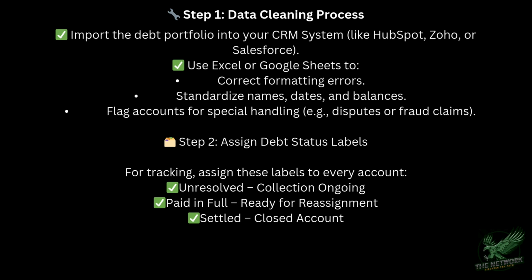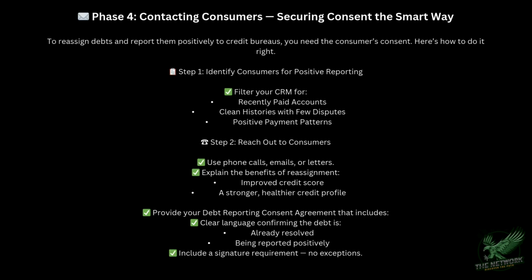Just make sure that everything is in the right order, and then you want to assign debt status labels. So for tracking, assign these labels to every account: unresolved, collection ongoing, paid in full, ready for reassignment, settled, close account. Phase 4, contacting consumers, securing consent the smart way.